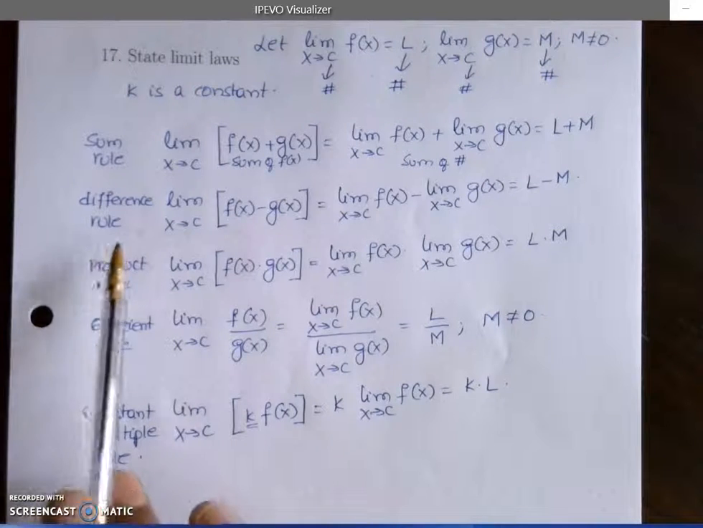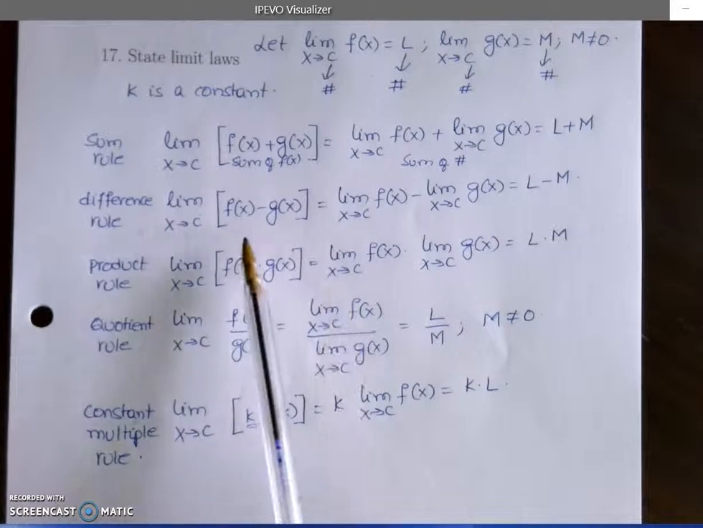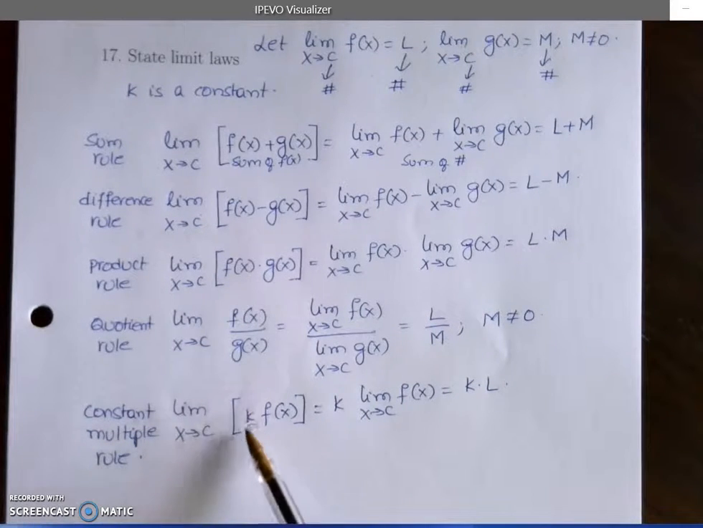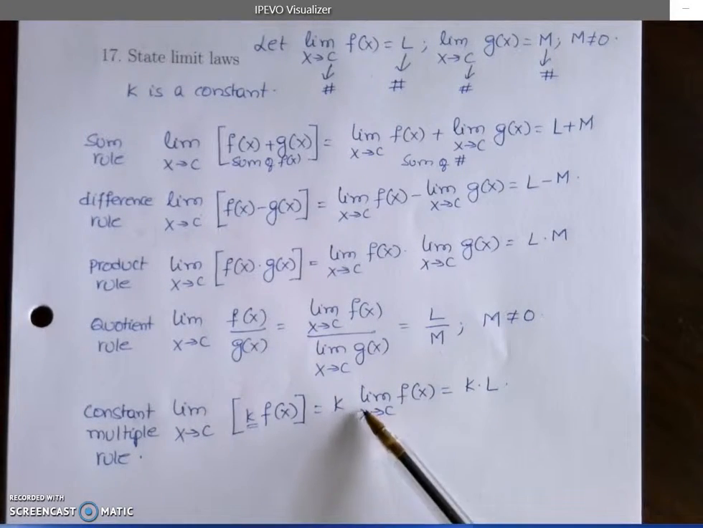That means there is a sum rule, difference rule, product rule, quotient rule, and constant multiple rule. The most important thing from the mathematical perspective is that all the operations on the left hand side are on the functions, whereas all the operations on the right side are on the numbers.